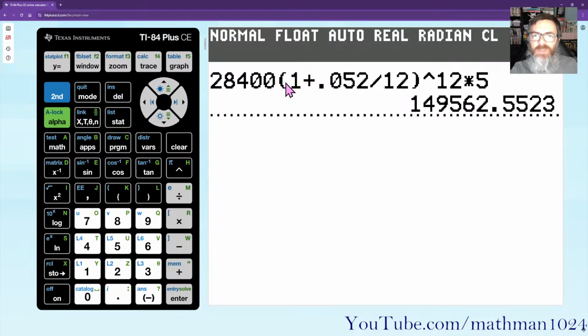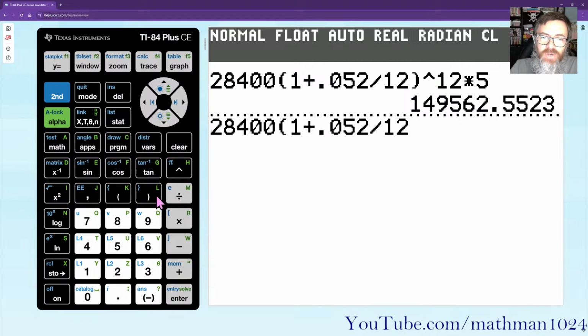And the reason for that is because this expression that we have here, the calculator is taking this 1 plus 0.052 divided by 12, it raises it to the 12th power, full stop. And then it takes the result of all of that times 5, so that this product of 5 is happening in the wrong spot. It's not happening in the power like it's supposed to. It's happening down where it's going to be multiplying the amount that you invested. So if you have a calculator that does your display like this, make sure that you use parentheses correctly.